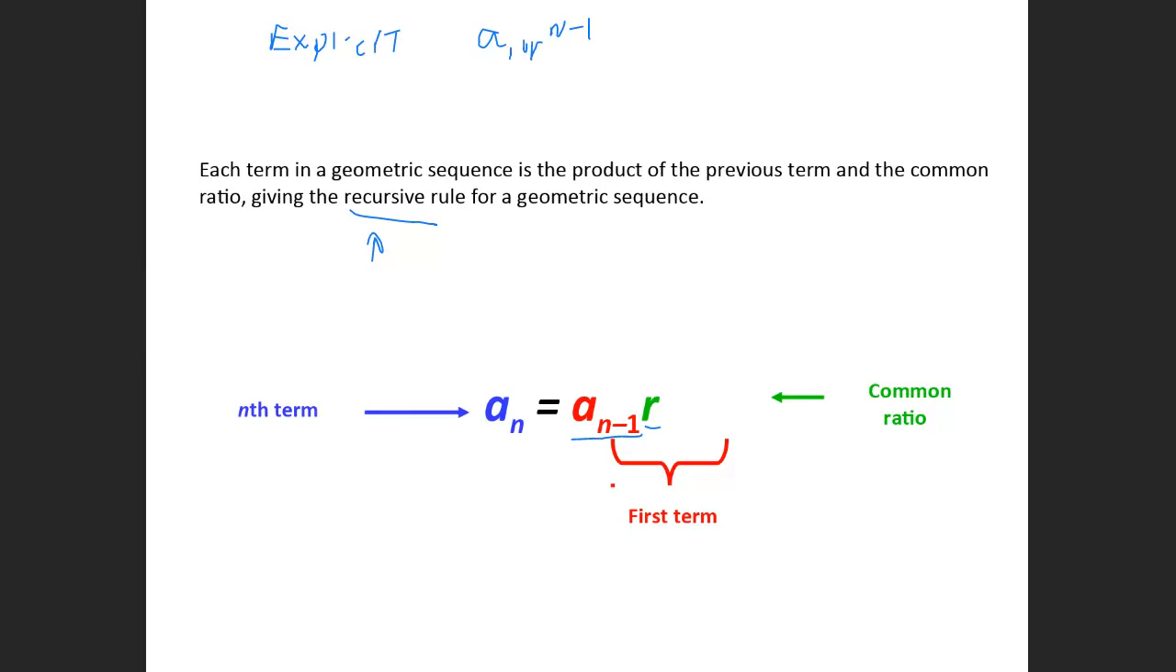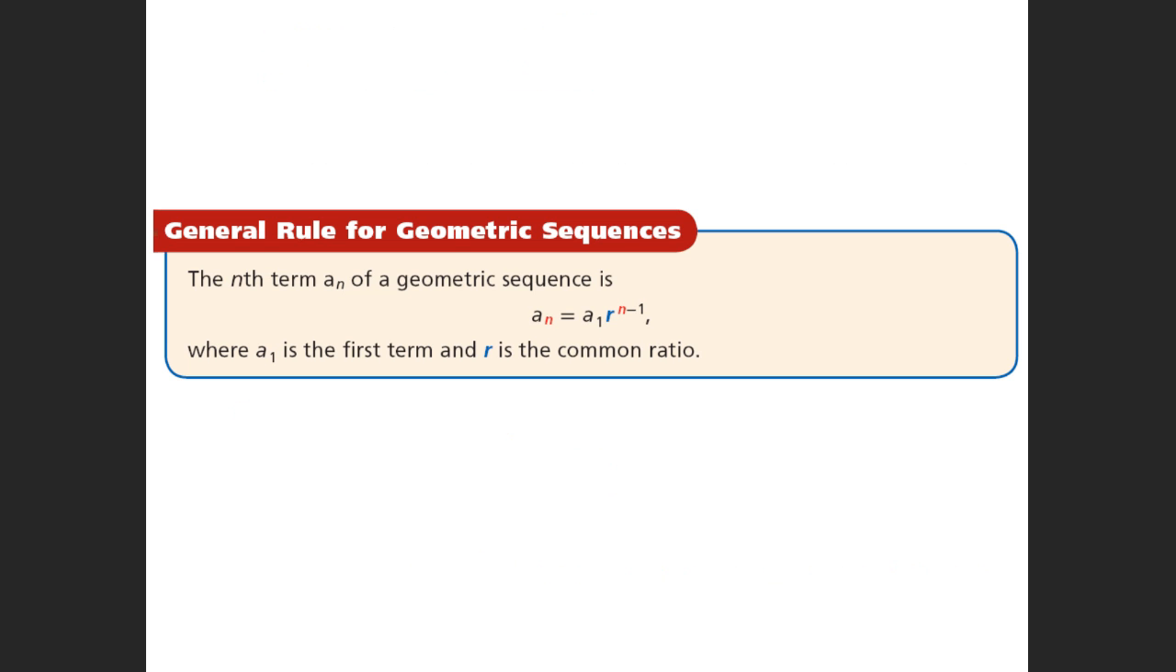Rarely do you ever use the recursive rule in geometric sequences. Usually we use explicit formulas because then you can find any term. If I wanted to find the 10th term, I just put 10 in for n. With the recursive rule, to find the 10th term, I have to find the first, the second, the third, the fourth, the fifth, the sixth, the seventh, the eighth, the ninth, the 10th. That's why recursive formulas are not usually used too often, because they're not as useful as explicit formulas. So this is my explicit formula: a sub n is equal to a sub 1 times r to the n minus 1.